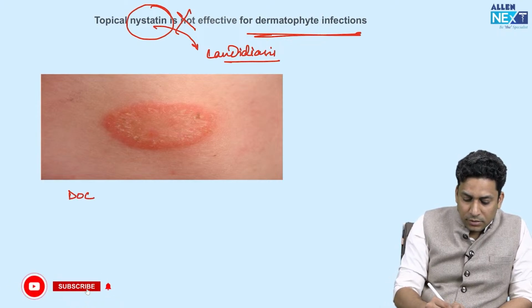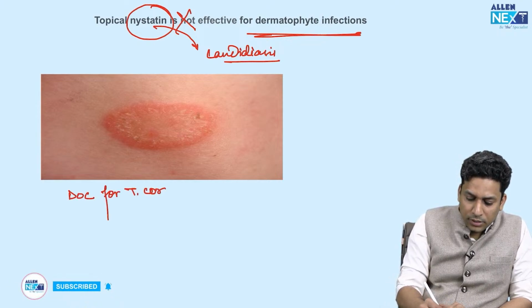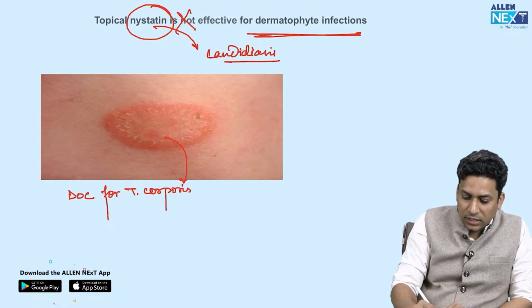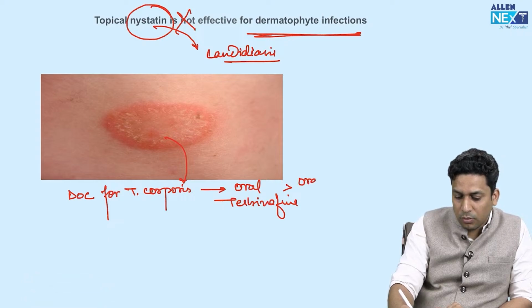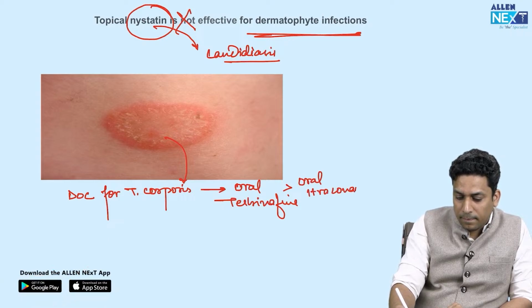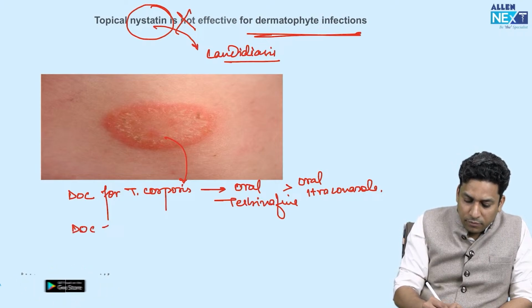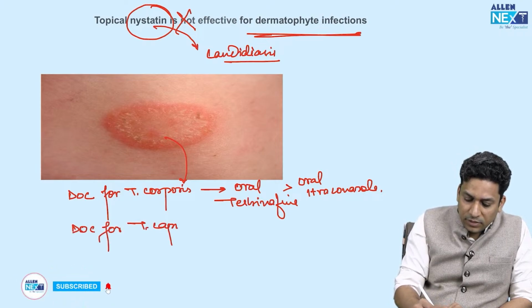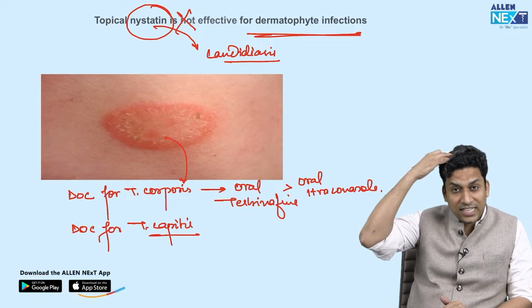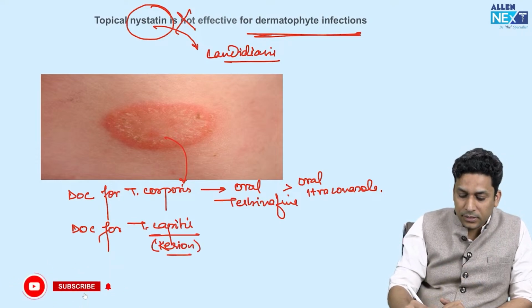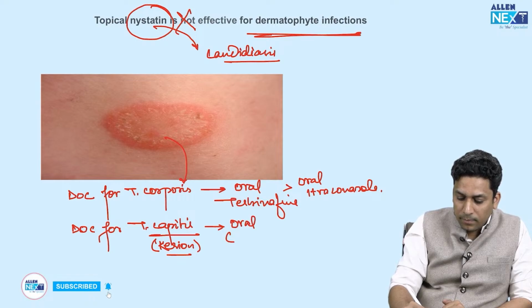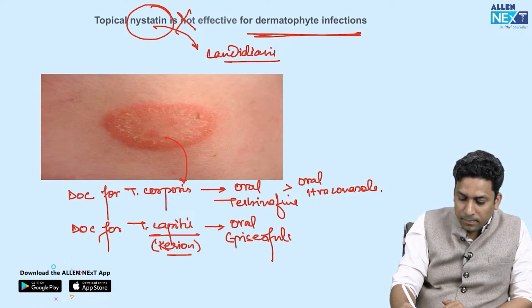Remember, the drug of choice for tinea corporis, where such annular lesions are seen, is oral terbinafine. If oral terbinafine is not given, then you can choose oral itraconazole. Drug of choice for tinea capitis: if this dermatophytic infection occurs over the scalp, like kerion, which is an example of tinea capitis, then the drug of choice is oral griseofulvin. So here terbinafine, here griseofulvin.